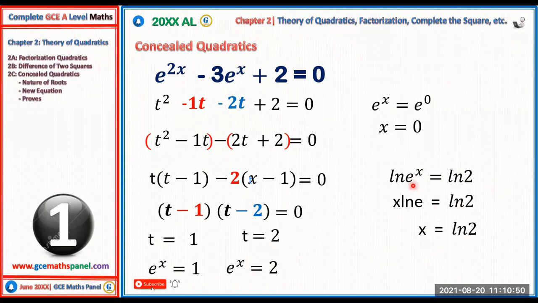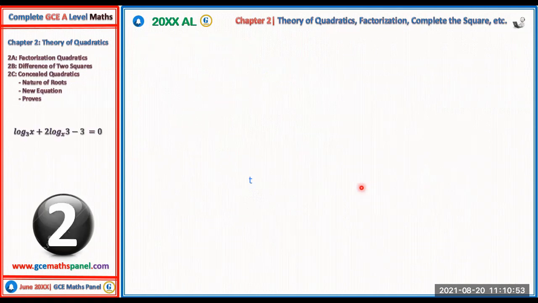Let's take another example. Now we have this other concealed quadratic. We have this concealed quadratic here. Oh, let me clear everything.